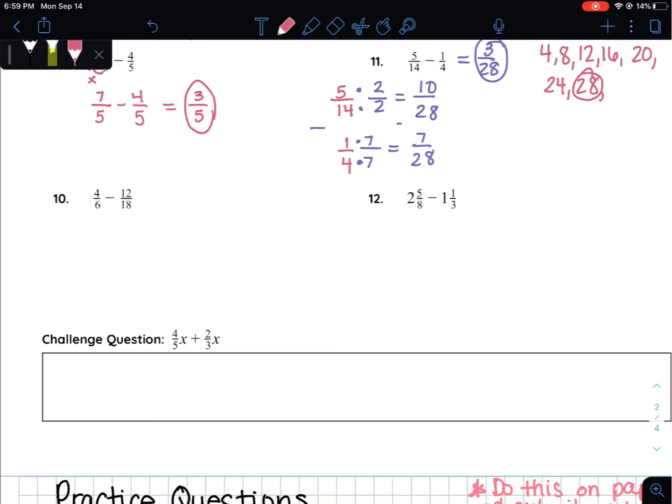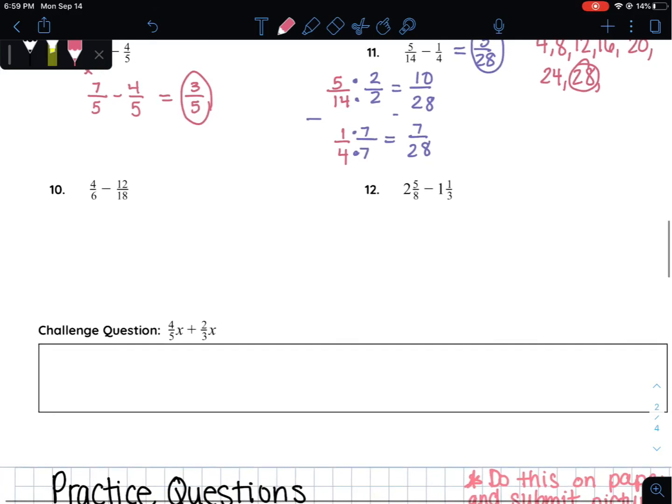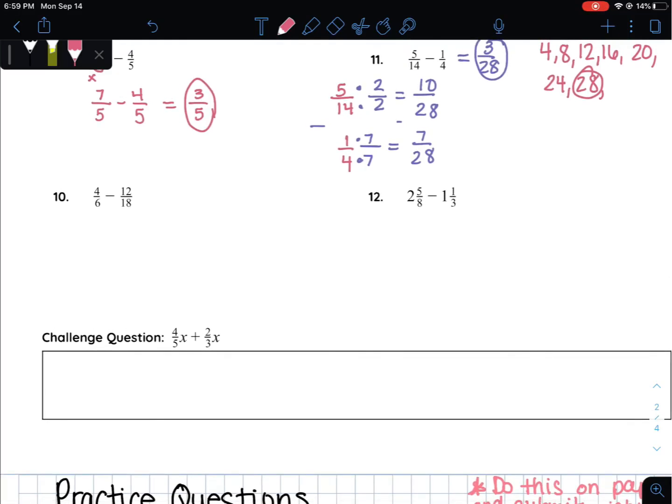Okay, next up, 4/6 minus 12/18. Actually, I think we could probably simplify the 12/18 if we wanted to. But let's keep using our method. If I change 4/6 so that it becomes out of 18, I think we'll be able to do this one. 6 goes into 18 3 times. So if I times by 3 on the top and the bottom, we'll just leave the 12/18 the same. We're going to get 12/18. So now this problem says 12/18 minus 12/18. So that's just 0.